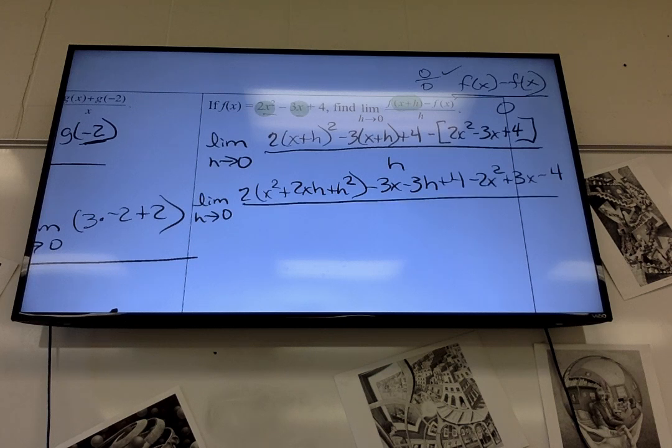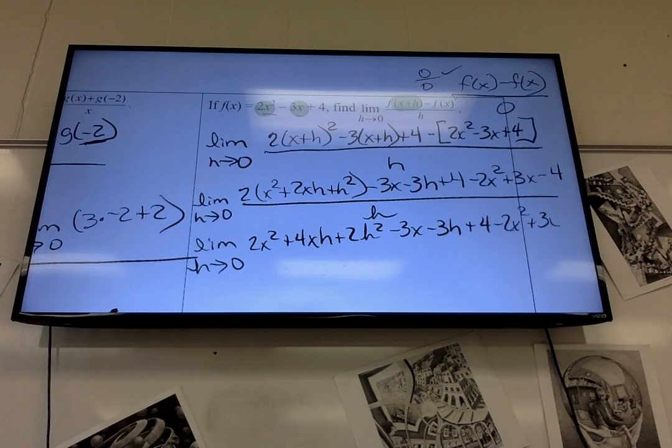Please let me know if you see an arithmetic error or have a question. Don't wait till the end and say, oh yeah, I saw that. Okay, I forgot to sign there. So now distributing the 2, it's 2x squared plus 4xh plus 2h squared minus 3x minus 3h plus 4 minus 2x squared plus 3x minus 4.